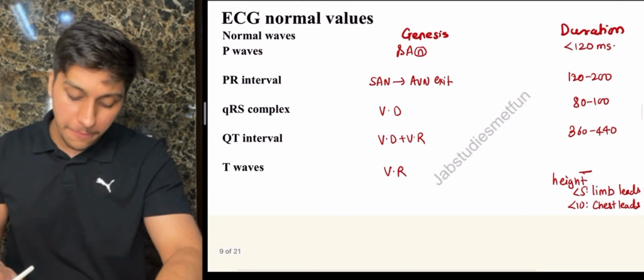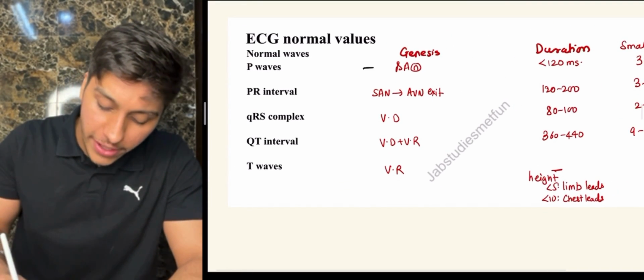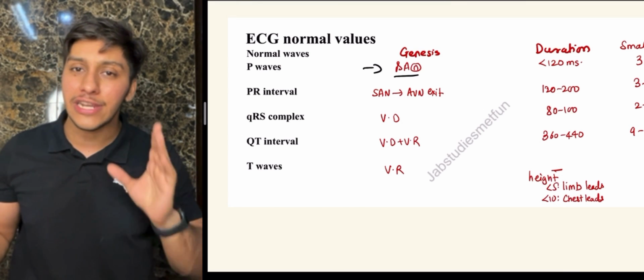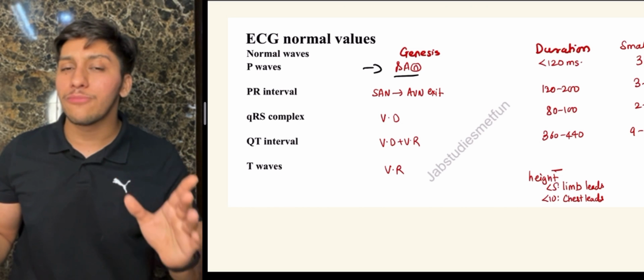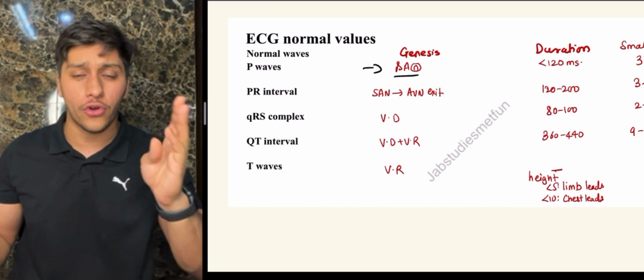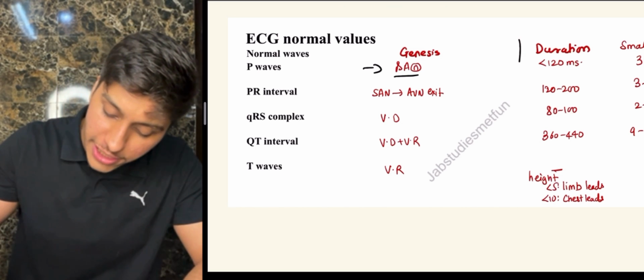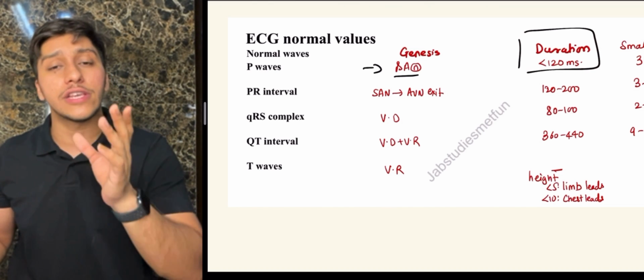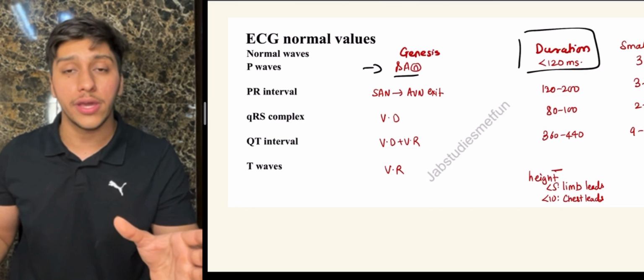As I already told you, what does the P wave signify? SA nodal conduction. The P wave value is going to be less than 3 small boxes, which means one box is 40, so 40 into 3 is 120. The duration of the P wave is going to be less than 120 milliseconds. If a P wave is more than 120, it is going to be prolonged.